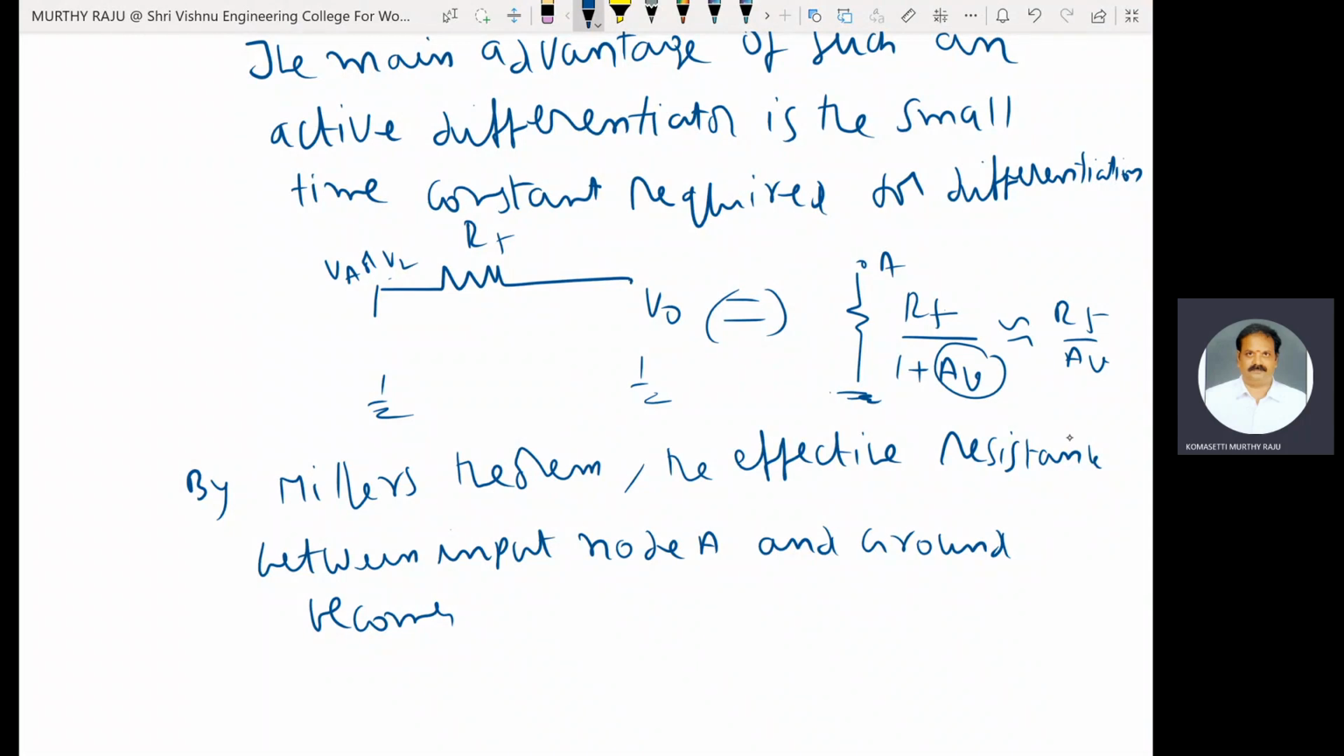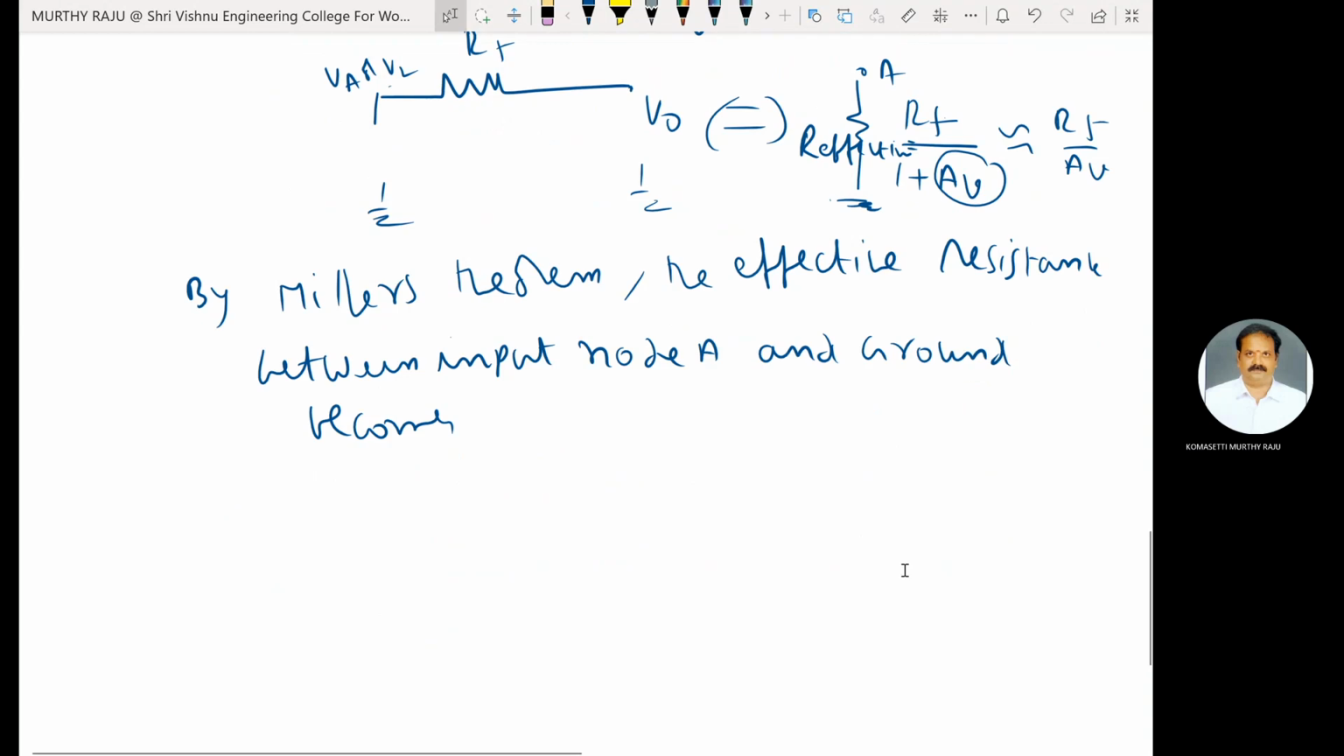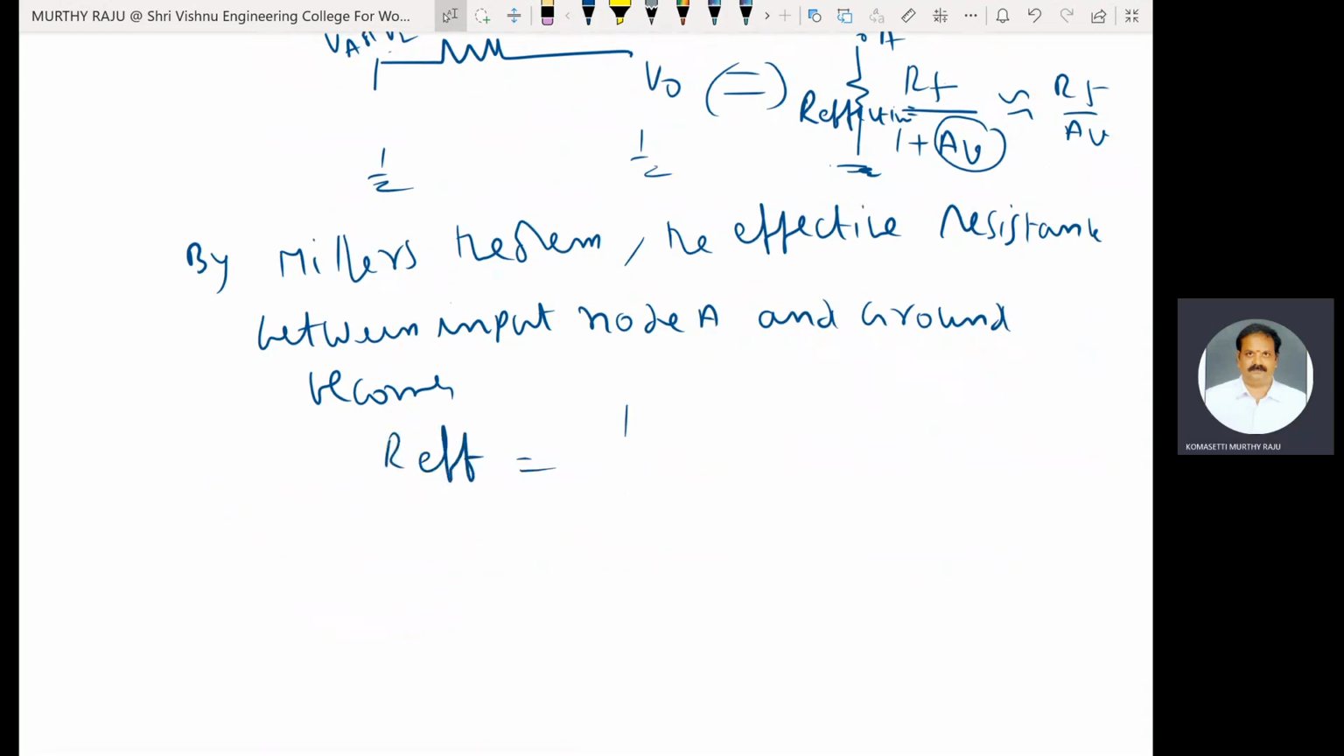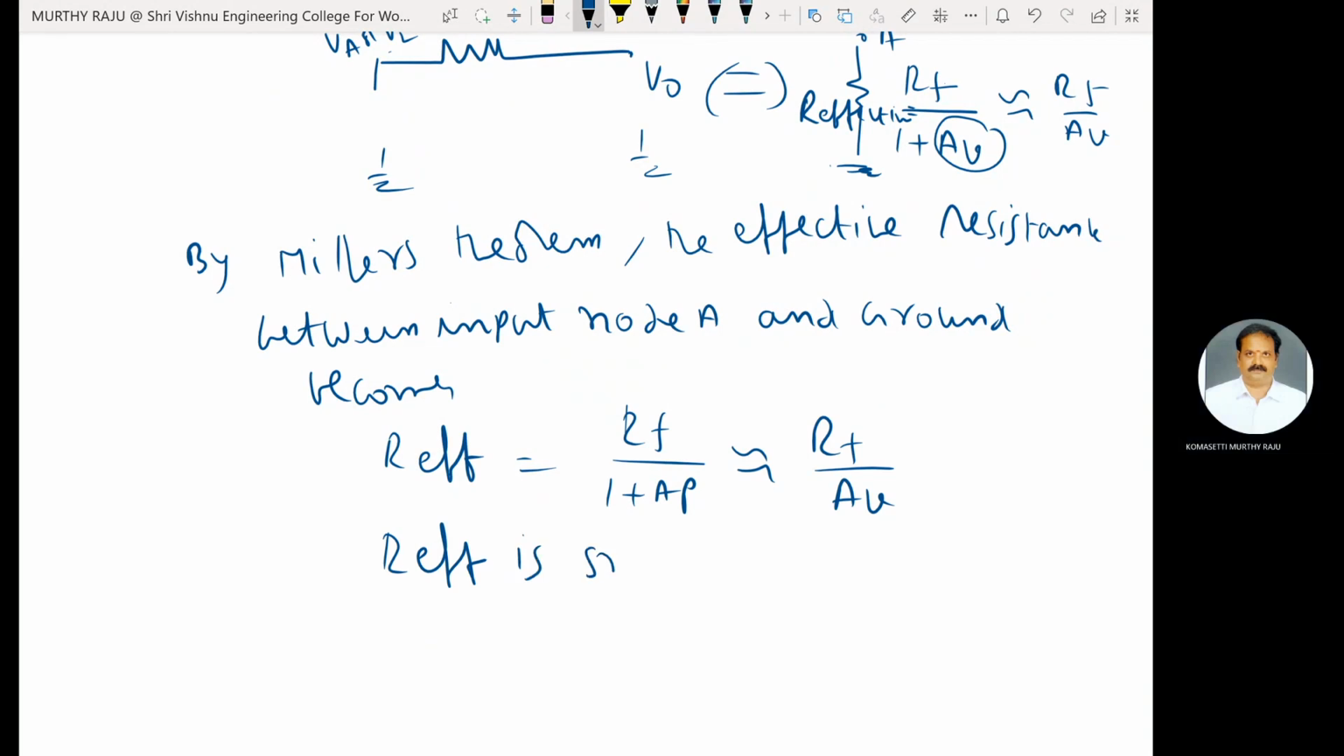Hence, effective RF becomes very small. This is the effective resistance. R effective is equal to RF by 1 plus AV, which is approximately equal to RF by AV. AV is very large, therefore R effective is a small value.